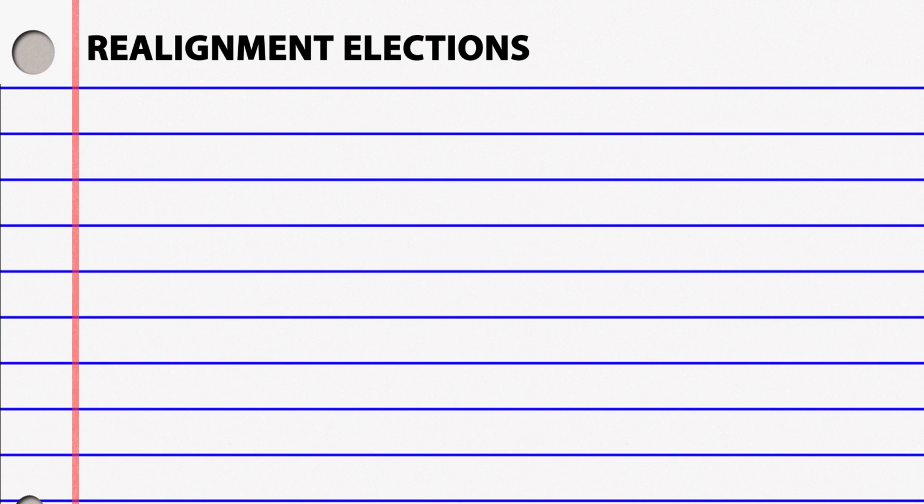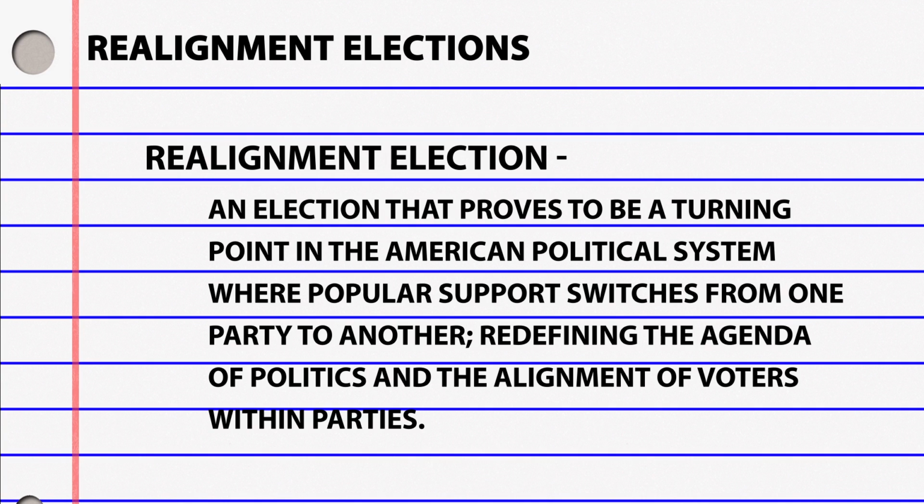As mentioned earlier, the two major parties in the United States political system can trace their origins back to earlier parties. The Democratic and Republican parties have changed throughout the nation's history due to realignment elections. A realignment election is an election that proves to be a turning point in the American political system where popular support switches from one party to another, redefining the agenda of politics and the alignment of voters within parties.